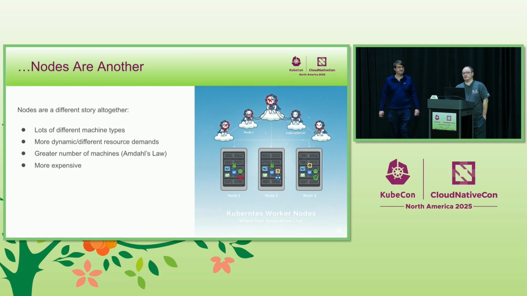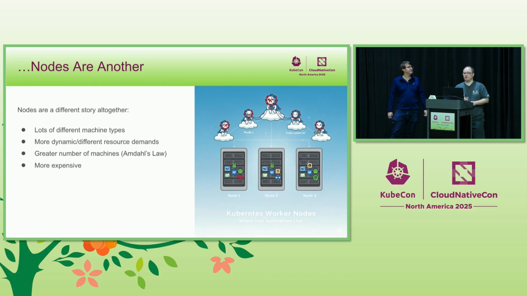Okay, nodes are a totally different story. Instead of the biggest focus being on high availability of a small number of machines, we're focusing on lots of different machine types, more dynamic, unpredictable resource demands, greater number of machines, and much more money in general. So you're not going to care if one node dies, you just want one as soon as possible to replace it, right? With the control plane, it's not that easy.